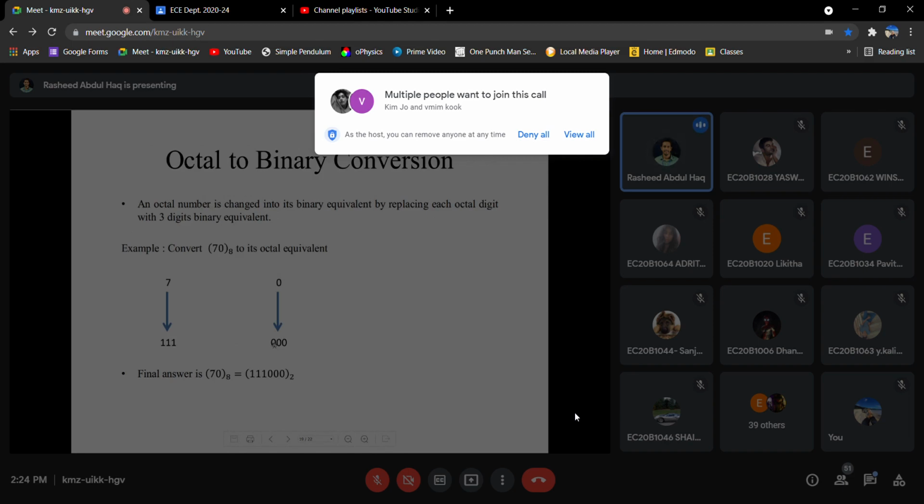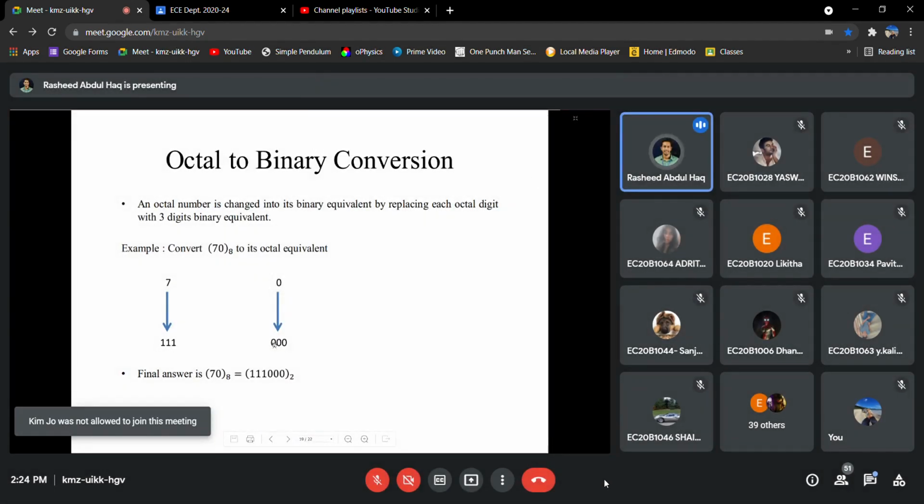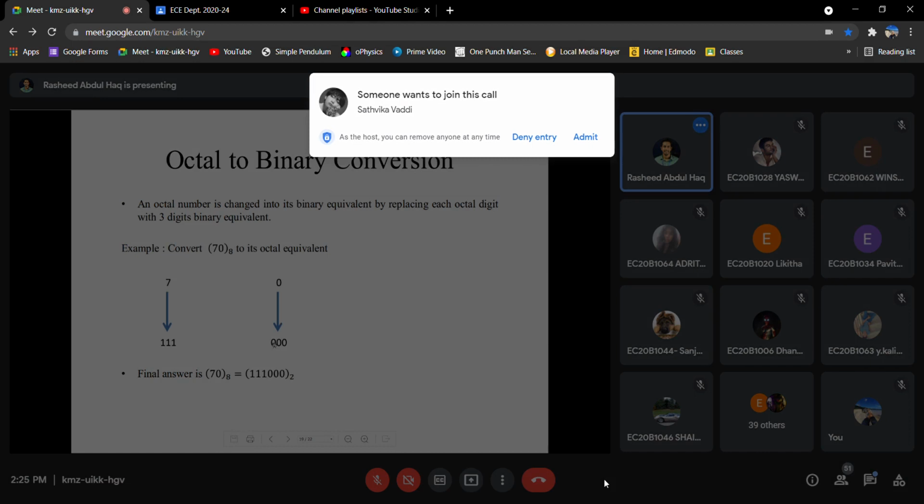Okay, now I will go to the octal to binary conversion. This can be done similarly to how we converted binary to octal. We grouped 3 digits into 1, and the corresponding octal value was given. Here it is just the opposite way. For example, in case of 70 with base 8, for 0 we substitute 3 zeros and for 7 we substitute 3 ones. The final answer for 70 with base 8 is 111000 with base 2.